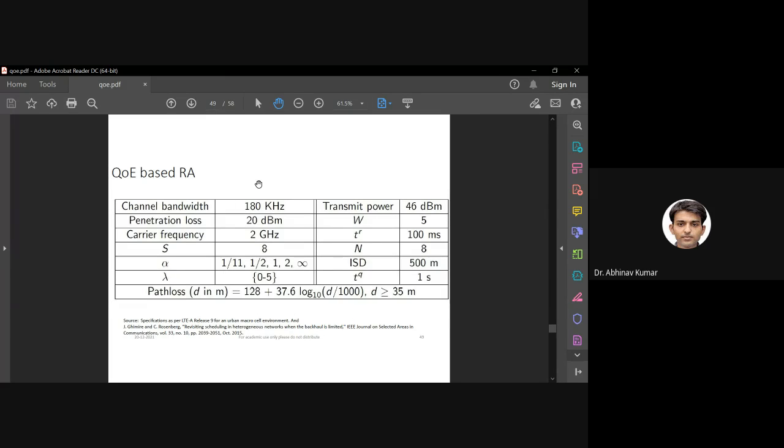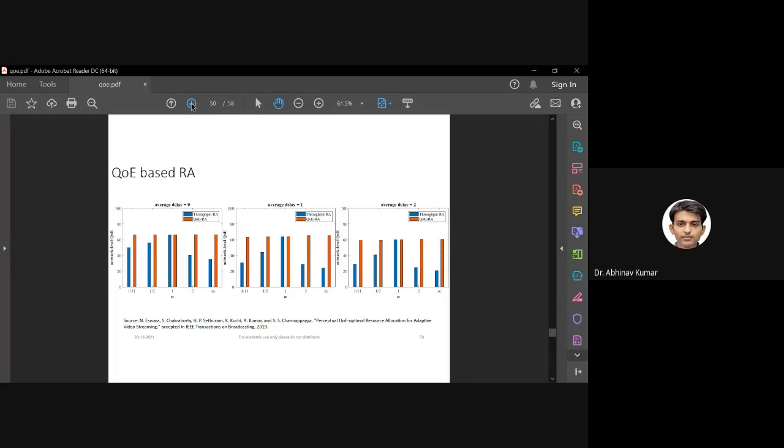So 180 kilohertz sub-channel, and typical LTE parameters. I'll not go into too much detail of this. This is more from a wireless communication background, but I'll be happy to answer if there are any queries in this direction. And we performed resource allocation. We computed various network-level QoE with varying levels of delay, for example. And the throughput-based RA typically performs inferior to QoE-based RA. So we were able to show that a throughput-based approach for resource allocation has significantly lower quality of experience as we vary alpha, which is the fairness parameter. For alpha equal to 1, typically the two merge.